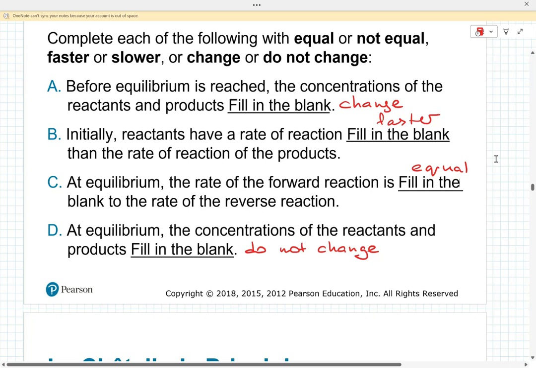Okay, let's stop right there, and we're going to talk about Le Chatelier's principle next time. Sounds good?